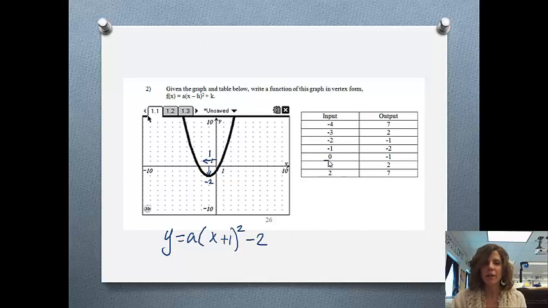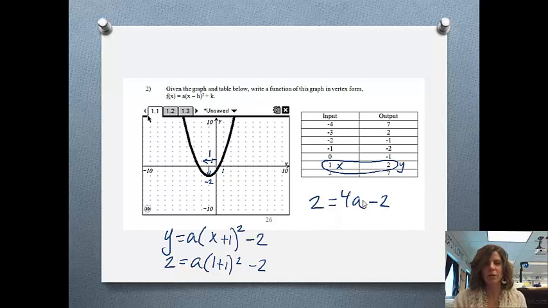I think I'm going to pick ones that have positives in them, so I'm going to pick 0 and 2. My first number is my x, my second number is my y, so I'm going to have 2 equals a times 1 plus 1 squared minus 2. So let's figure this out. I'm going to have 2 equals 1 plus 1 is 2, 2 squared is 4, 4 times a is 4a, and then we still have minus 2.